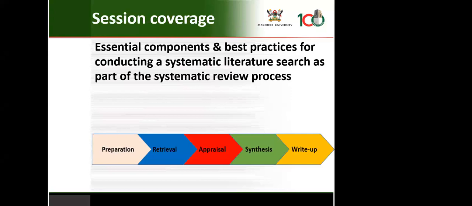So that is the systematic review process. Under those words that you are seeing down there, preparation, retrieval, appraisal, synthesis, and write-up, each one of them has a subtopic under. For example, under preparation, you find a research question, which you did yesterday, identifying or formulating the research question and maybe doing the protocol development, and then retrieval, which is our main focus today, the one that is in blue. That is retrieval of the literature to review, to include in the systematic review. So we'll look at the essential components and best practices for conducting a systematic literature search as part of the systematic review process.